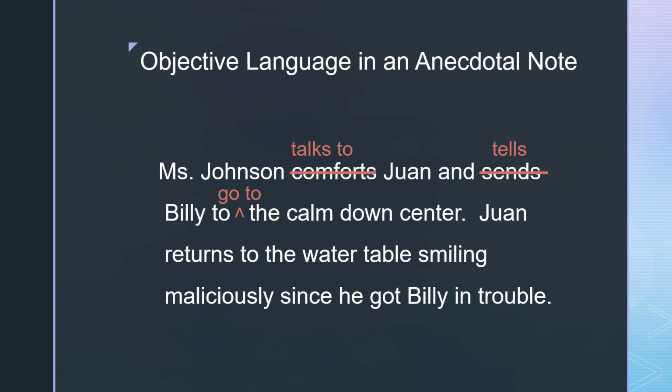Sometimes when I work with students on this example, they want to take smiling out. And for me, I actually think smiling is very key. We don't know why the smile happens, but the smile itself is observable. It could be easily agreed upon by multiple observers. And it very well may have significance in what is actually happening in this anecdotal observation. So I'm going to get rid of maliciously since he got Billy in trouble and just turn that last sentence into Juan returns to the water table smiling.